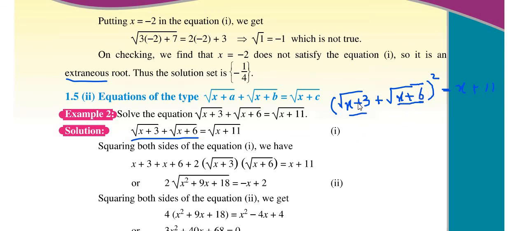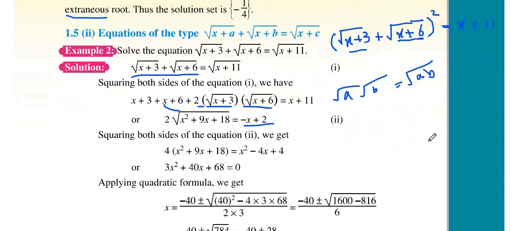Again you can use the formula. A square is x plus 3, b square is x plus 6, and 2ab. Now shift the values of x and constants to the right. You will get minus 2 minus x plus 2 on the right, and on the left it becomes this. You can write these 2 terms under one root, because this is the law: square root of a times square root of b can be written as square root of ab.